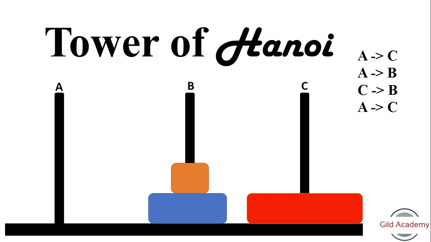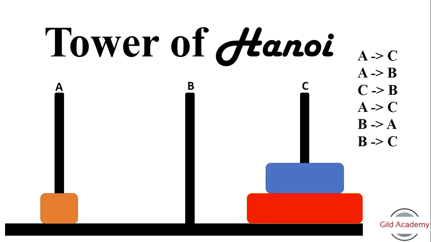Then, in order to keep the condition of Tower of Hanoi intact, we move the ring from tower B to tower A. Then we move the ring from tower B to tower C, and finally we move the ring from tower A to tower C. As you can see, we just now solved the problem of Tower of Hanoi for three rings.